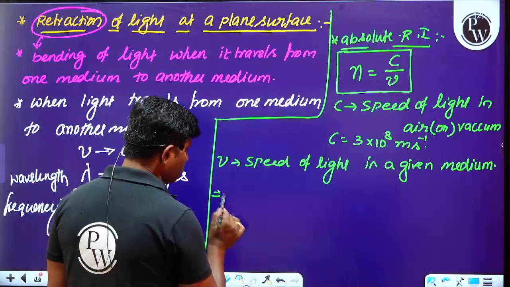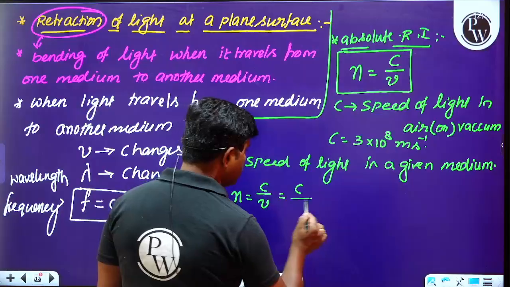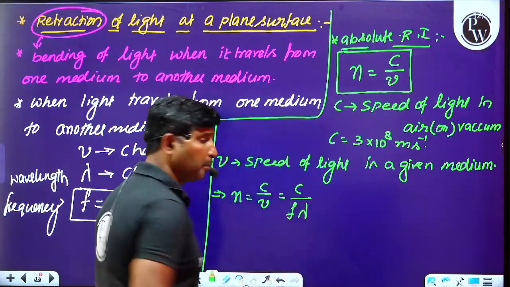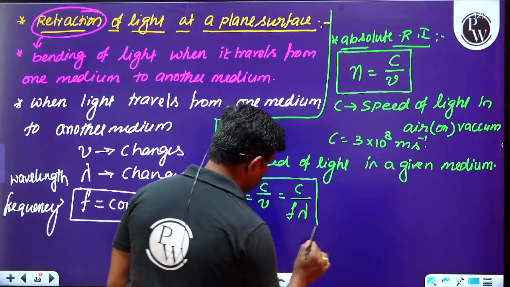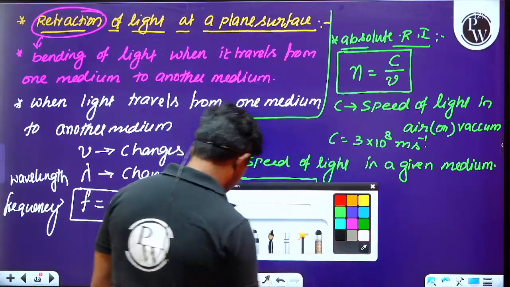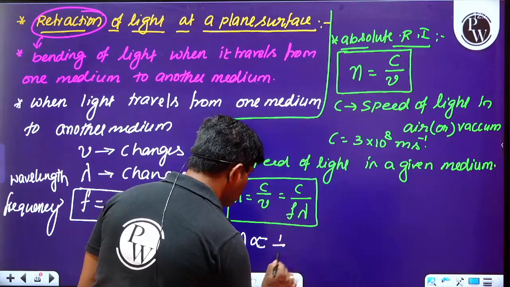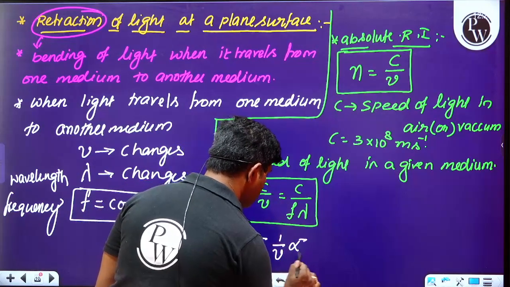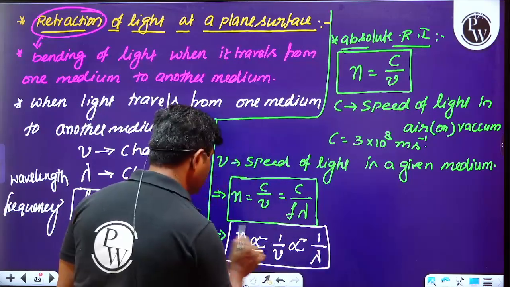And please observe this here. n is equal to c divided by v. Speed can be written as the product of frequency and wavelength. So from this, it should be very clear that the refractive index of a medium is inversely proportional to speed and is inversely proportional to wavelength of the light used.